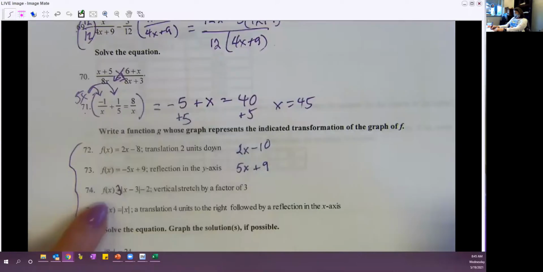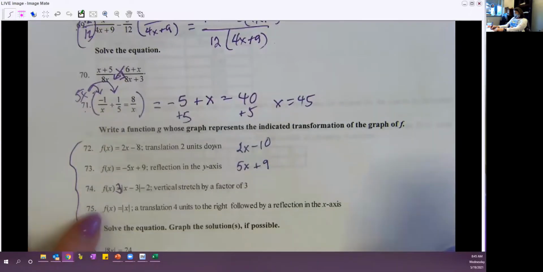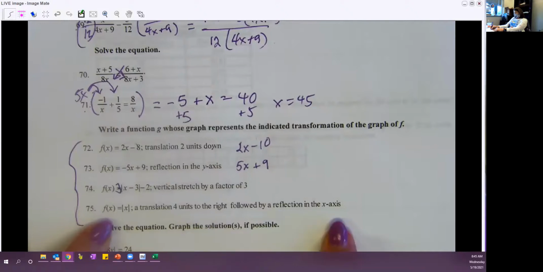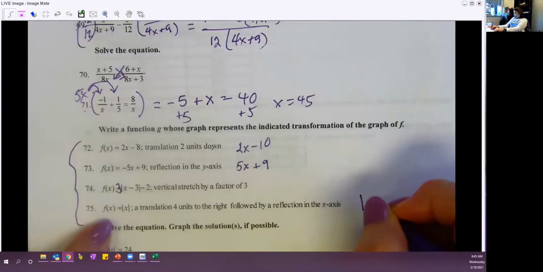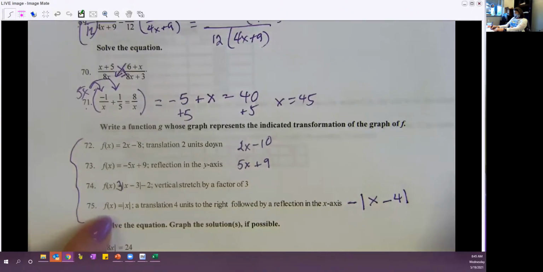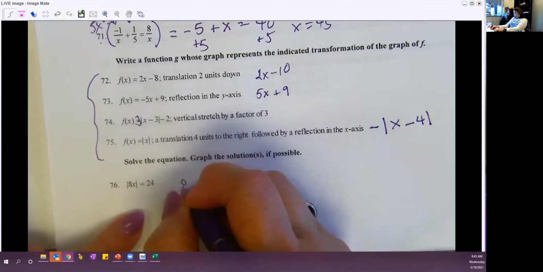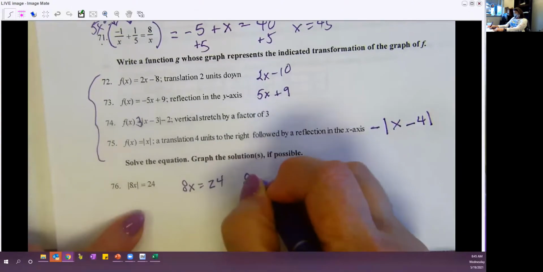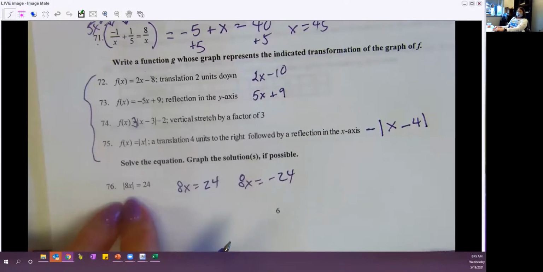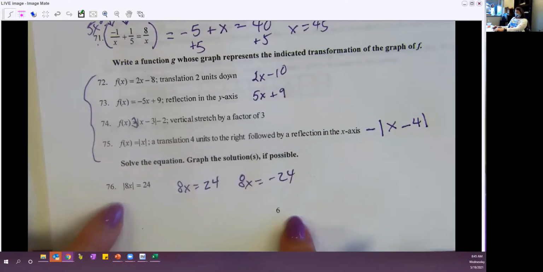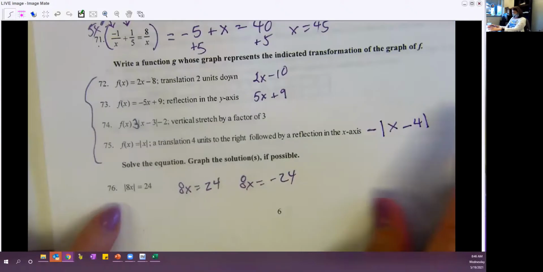And then a vertical stretch by a factor of 3, you just put a multiplier of 3 out front. That's your A value. 4 units to the right, followed by a reflection in x. So 4 units to the right is x minus 4. And you have to do x minus 4, and you have to do a negative 24, because the negative and the positive inside the absolute value will be correct. So you just do both parts.